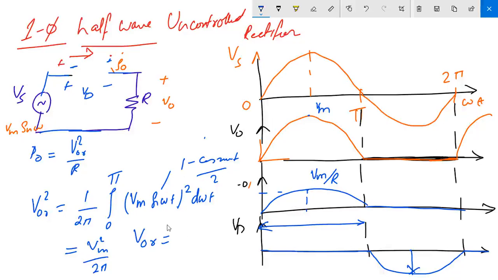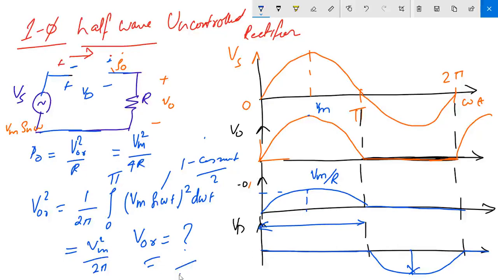You calculate and write it in your answer. Those who calculate it, just write it in your comment section, Google Classroom section. Then you put the value here, V rms, so you will get the final value. You will get the answer Vm square by 4R. So this is the P naught which you are going to get.